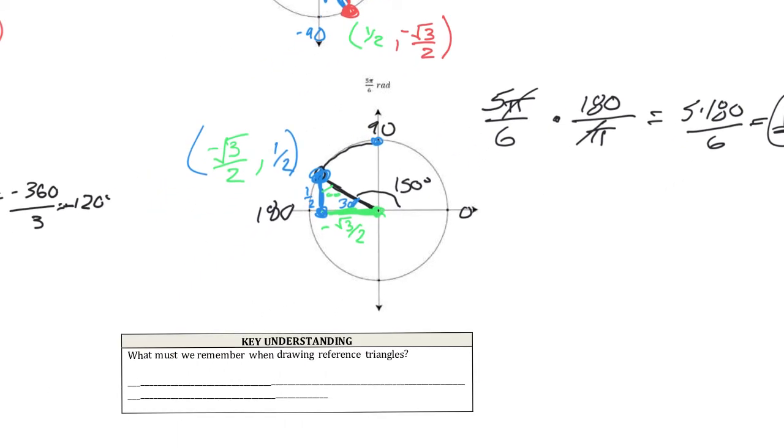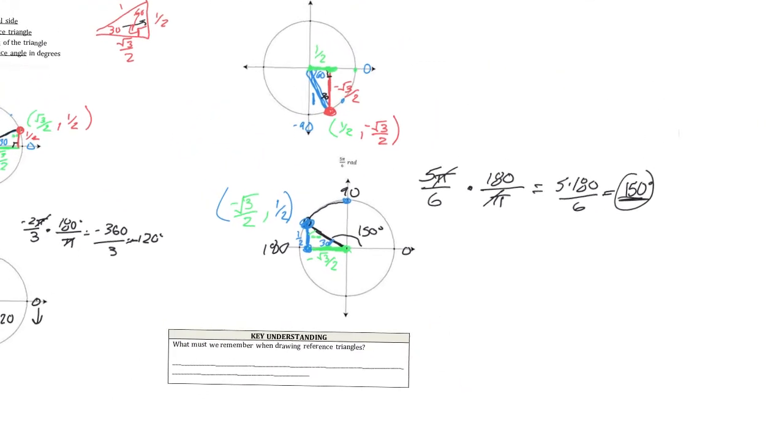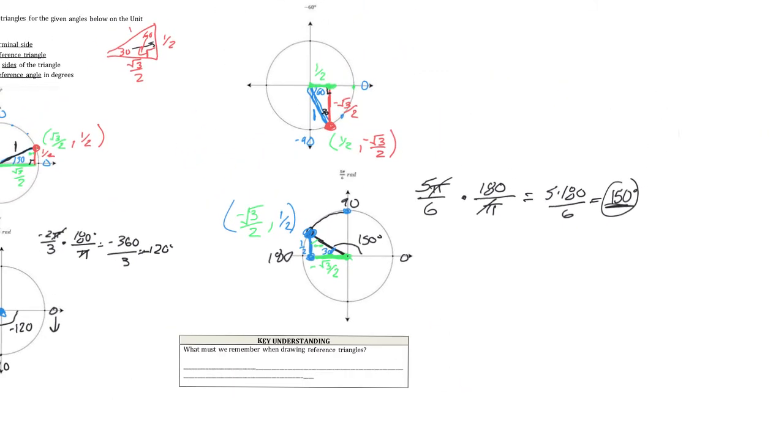So what are the keys to graphing this reference angle or reference triangle? Well, first, you got to remember the sides, right? 1 is the hypotenuse. Across from the 30 is 1/2. Across from the 60 is radical 3 over 2. The other thing, check your signs. And what I mean by that is if I start at the origin and go left for this triangle, it's negative.